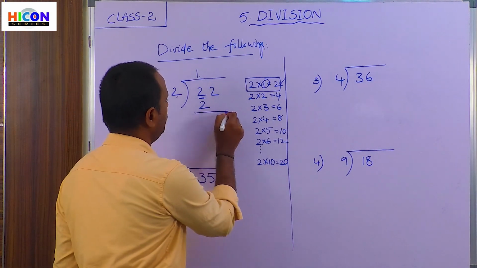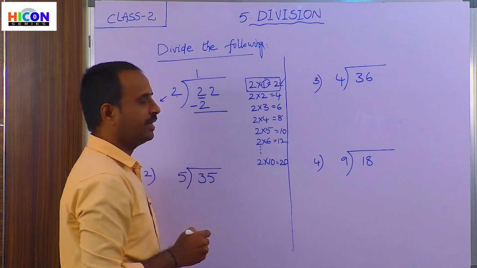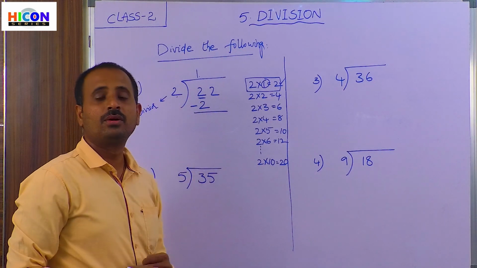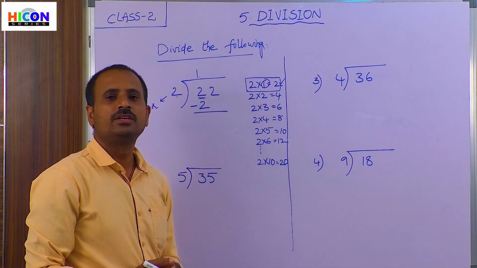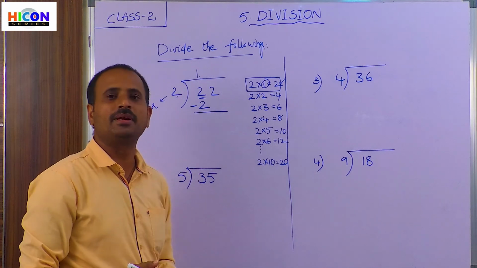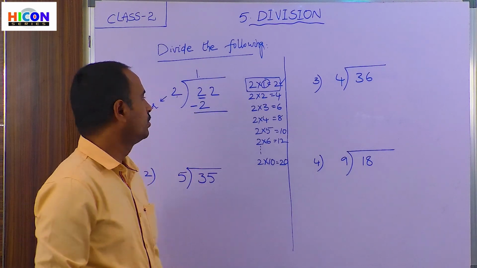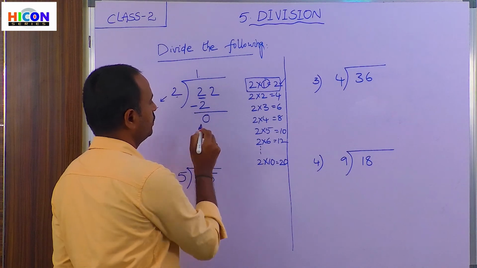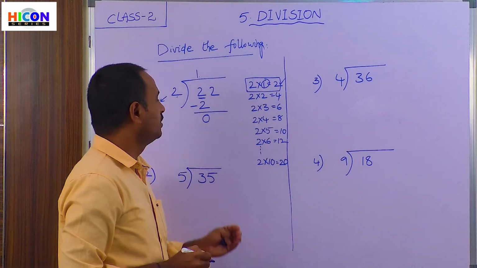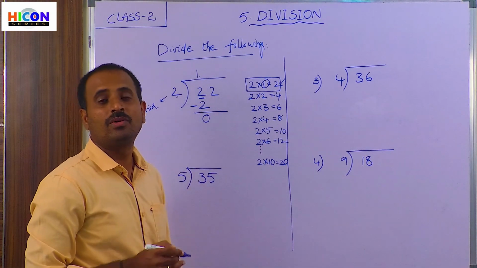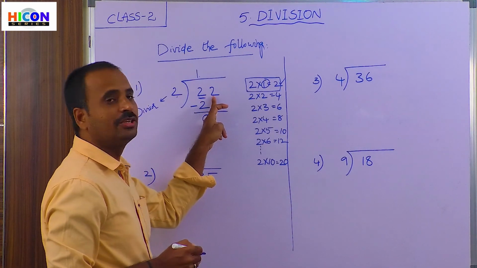Now subtract 2 minus 2. Children, 2 minus 2, how much? If you subtract any number from the same number, the answer will be 0. 2 minus 2 is 0. Now there is another digit in the number. So what is the other digit? That is the second digit, 2.